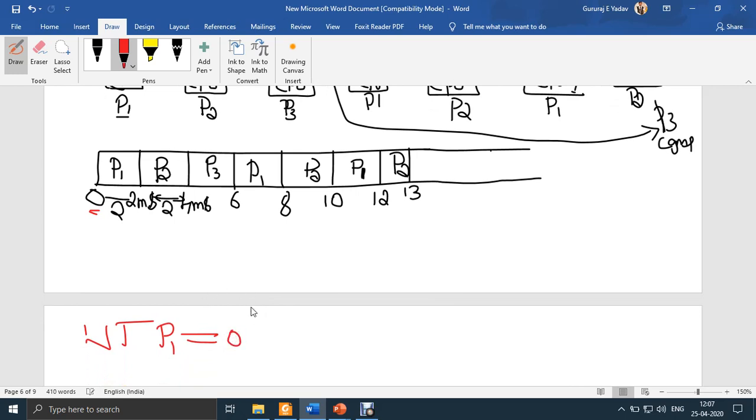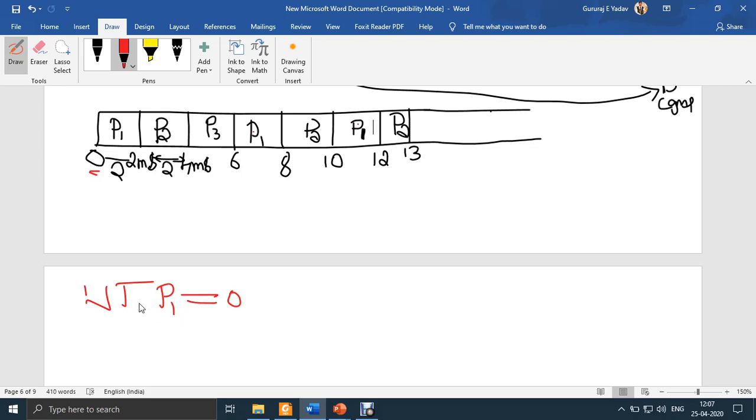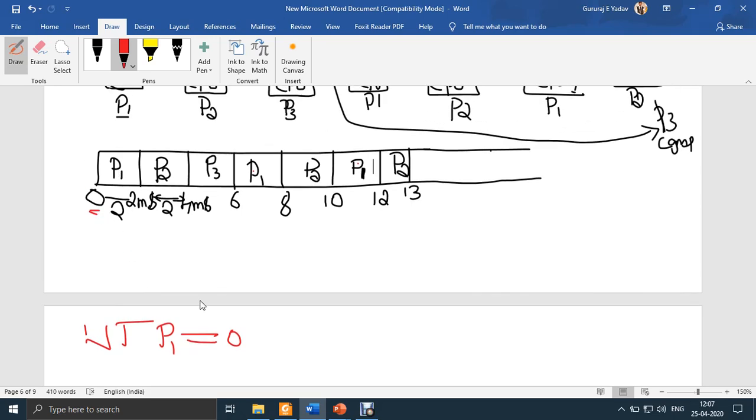So it is not only 0, because P1 doesn't complete in one stretch. So it is again scheduled here and it is again scheduled here. So there will be multiple waiting times, so you have to take the addition of all those. Initially the waiting time for P1 is 0. Why? Because it has arrived at 0 and it was given the chance also at 0. So 0 plus.